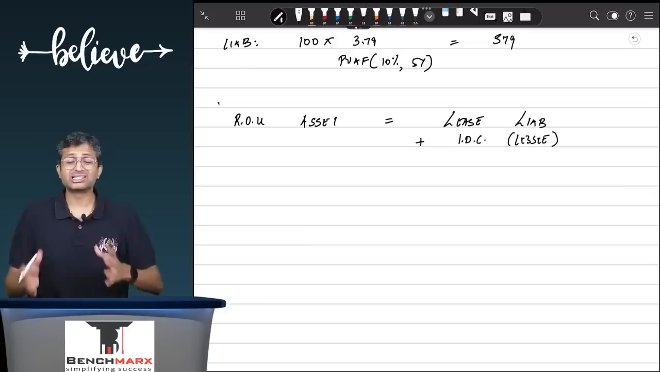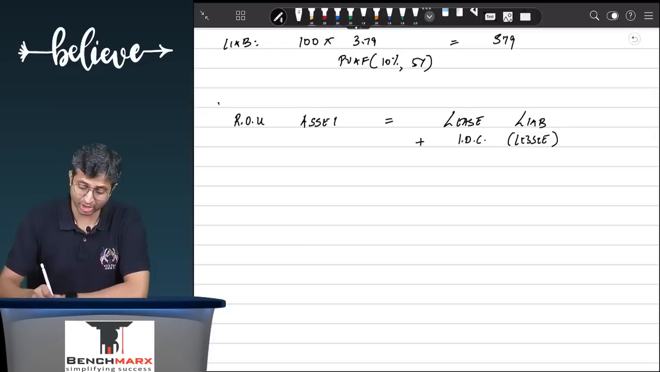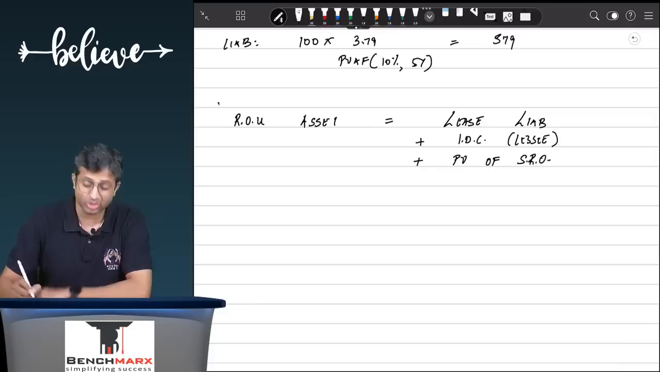Apart from that, the lessee might have a site restoration obligation. So lessee might do certain modifications and the lessor might say that, well, at the end of the day, you have to give me the property in the exact shape in which I'm giving it to you today. So we agree to that. So to that, you have the present value of site restoration obligations. I don't have to pay this to the lessor, but I have an obligation to pay. And as a result, that will also be considered.